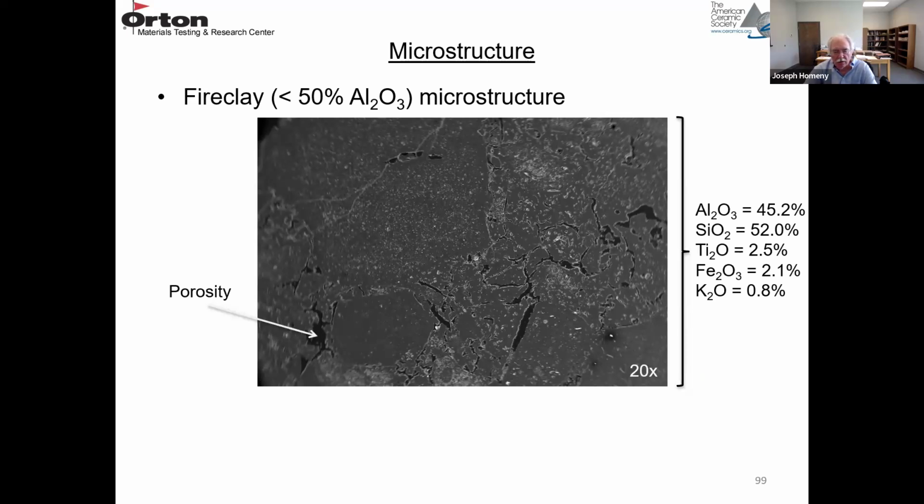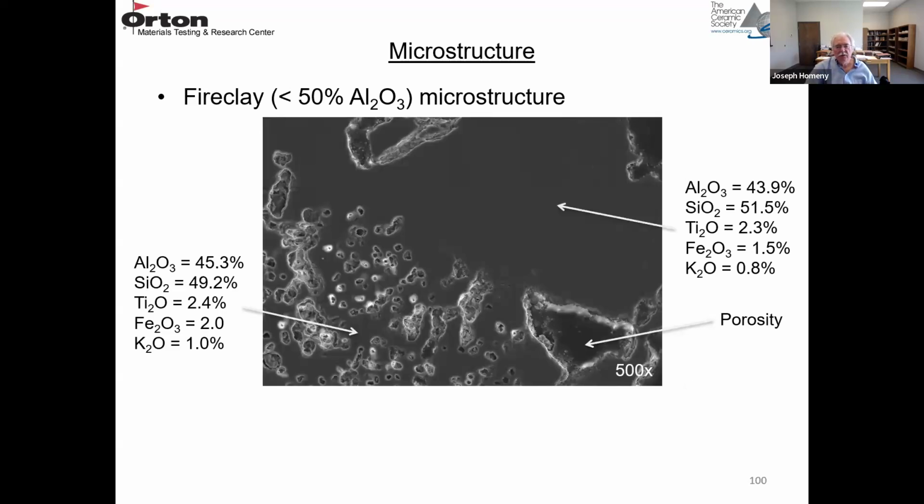So here's an example that I looked at. This is 20X for a low alumina fire clay. It's 45% alumina and 52% silica, and there's some titanium, iron oxide, and potassium oxide present. And the black is porosity, and you can see some cracks that are forming. You can also see, at this magnification, a coarse aggregate. Here's another one over here. There's another one over here. In between these aggregates is this very fine matrix.